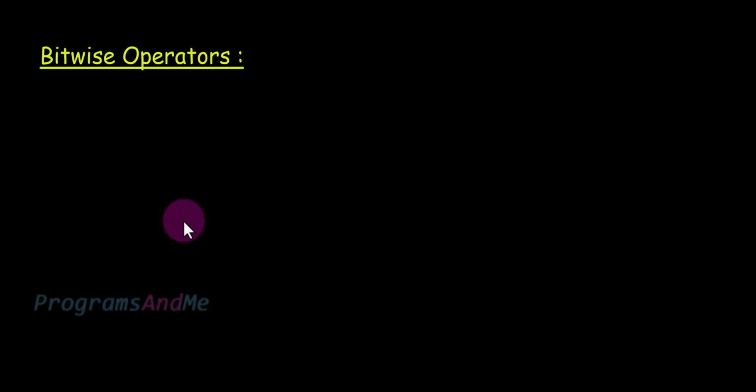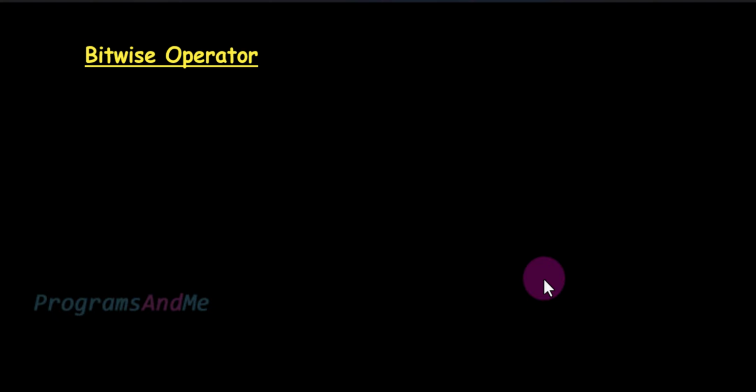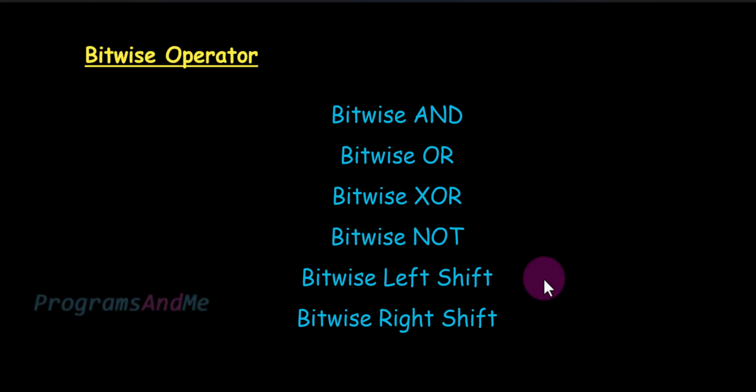Alright, so now coming back to bitwise operators. In Python, there are several bitwise operators that we can use, including bitwise AND, bitwise OR, bitwise XOR, bitwise NOT operator, and bitwise shift operators, that is left shift operator and right shift operator. We'll discuss each of these operators in detail with examples.